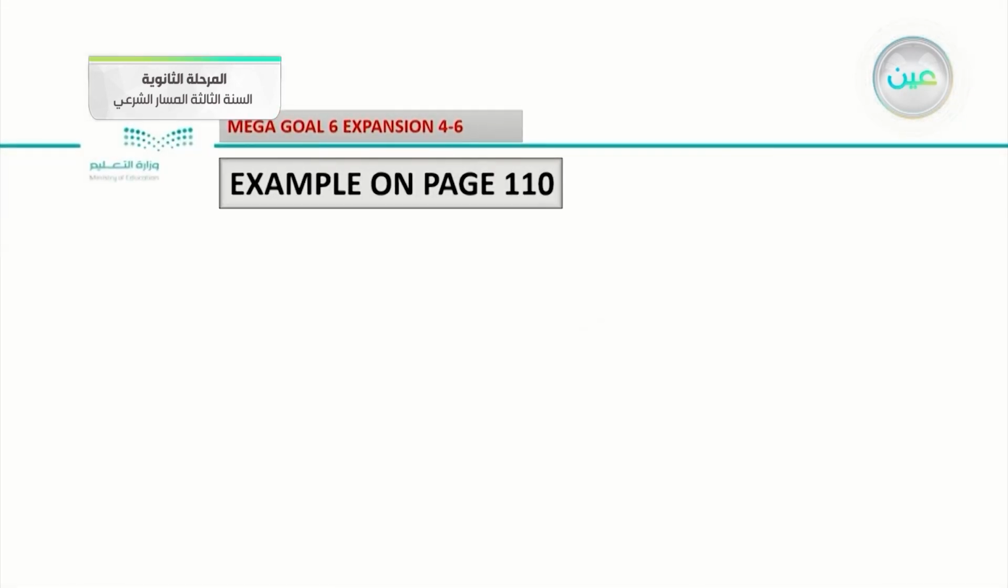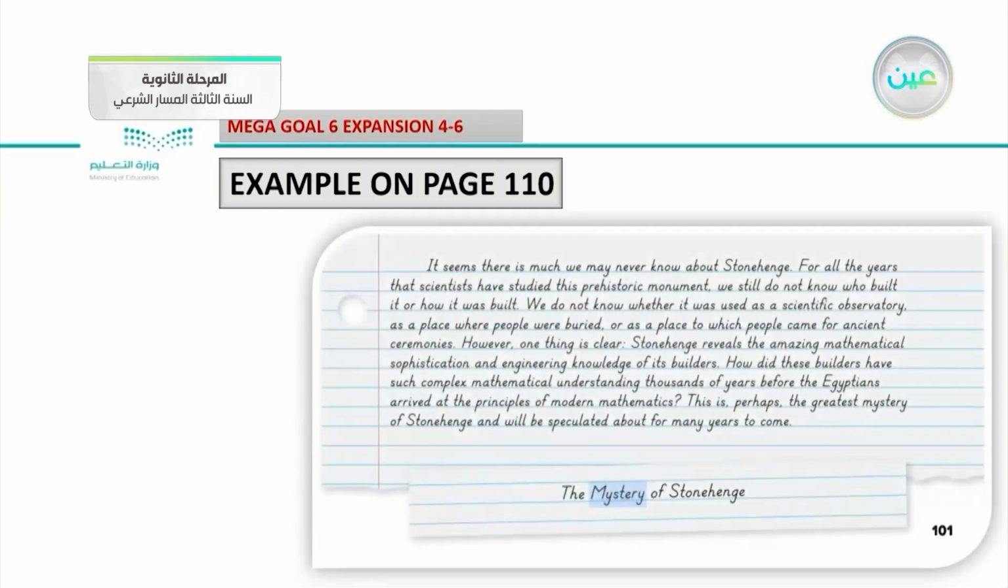Okay, now we will move to an example. We will apply the points we discussed before and define the kind through this example. Look at the example. It's from your pupil's book on page 110. What do you think it is? Ask yourself. When I saw that passage, I think it's a conclusion for something.